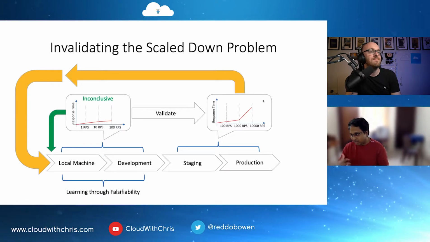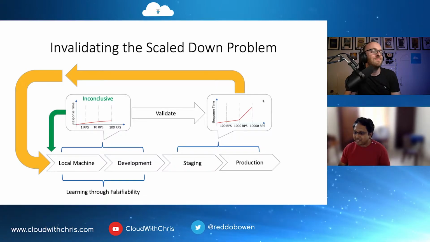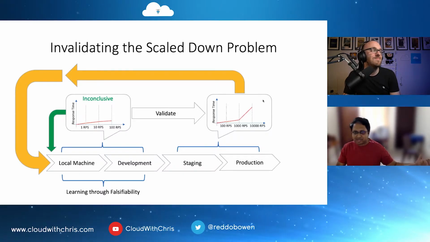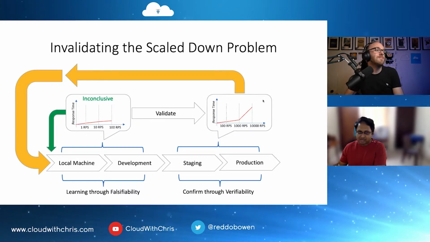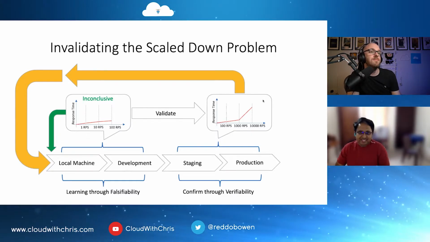So the moral of this story, at least for me personally, was on the left-hand side, we learn through falsifiability, and on the right, we confirm our learning through verifiability. Does that make sense?